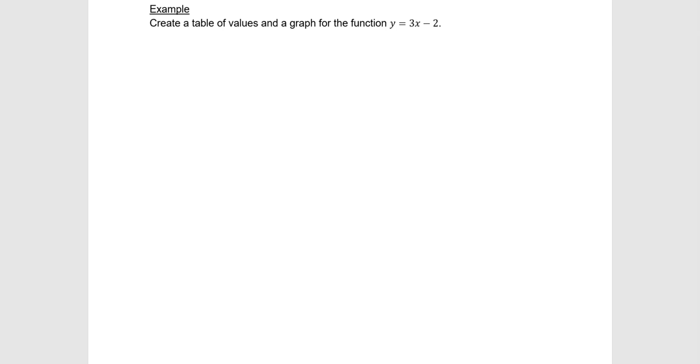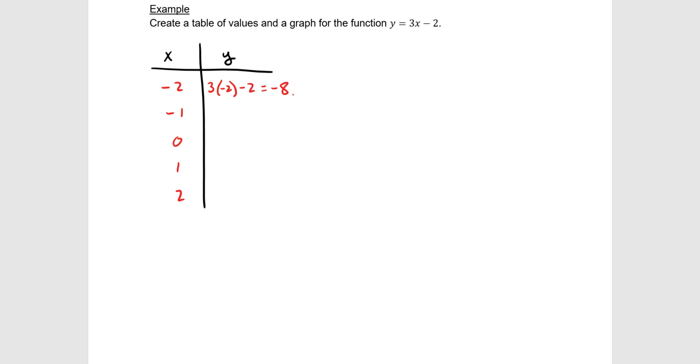Okay, let's take a look at this example. Let's create a table of values and a graph for y equals 3x minus 2. So we're given it as a function. Let's do the table of values first. Table of values means the x and y values. We can pick whatever values we want. I'm going to pick just a couple of them, -2, -1, 0, 1, 2. We pick the x values because that's the input, and we see what they give us as an output. For the y values, we plug in the x values and evaluate. That gives us -8. And we do this for all of them.